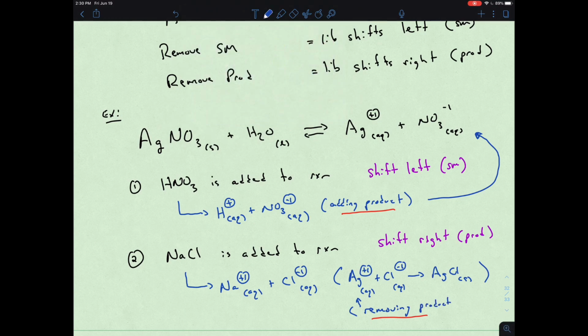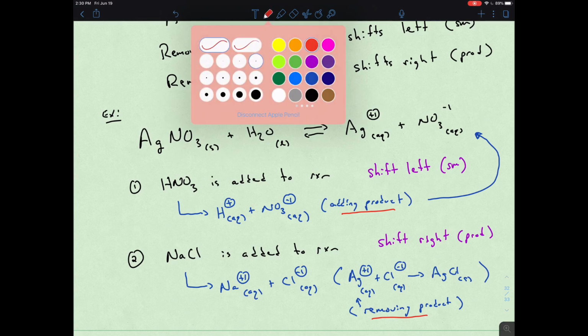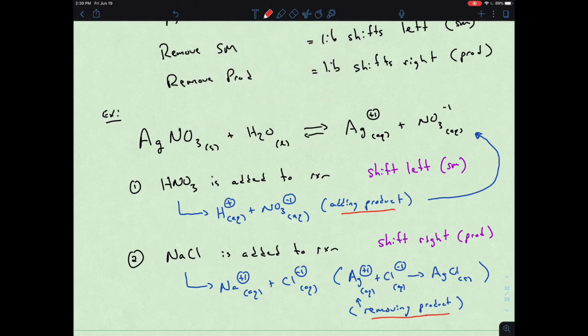That if we're adding material, we're shifting to the opposite side. If we're removing a material, we're shifting to that same side. And so here's a way to see that in terms of removal of silver via an old school precipitation reaction, or the addition of a material such as nitrate.